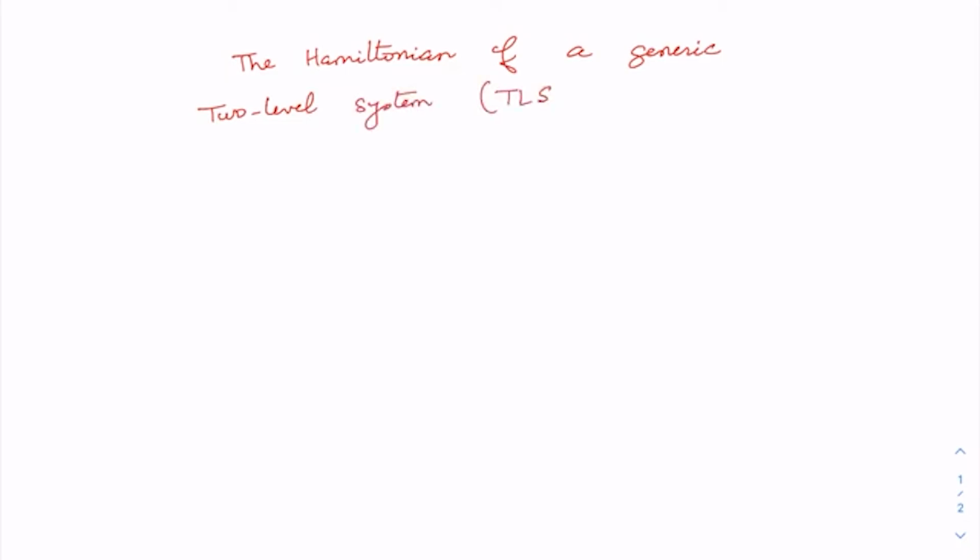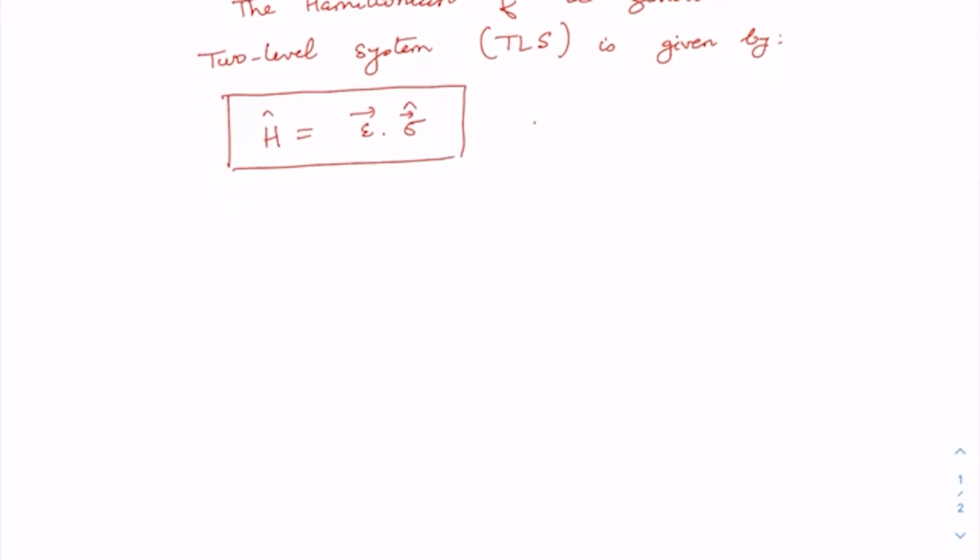So let us begin. In the last class, we established that the Hamiltonian of a generic two-level system, TLS, can be expressed in this particular form, say H is equal to epsilon dot sigma, where sigma is the Pauli vector, and this is a time-independent Hamiltonian, without any external drive.